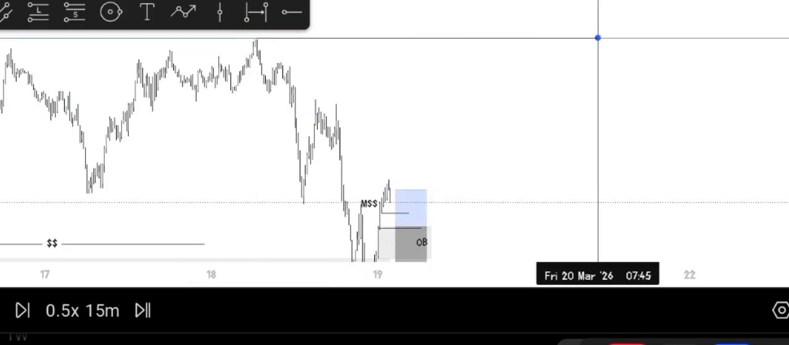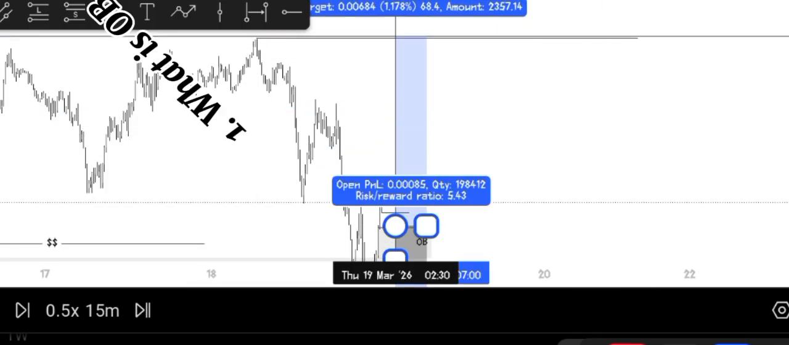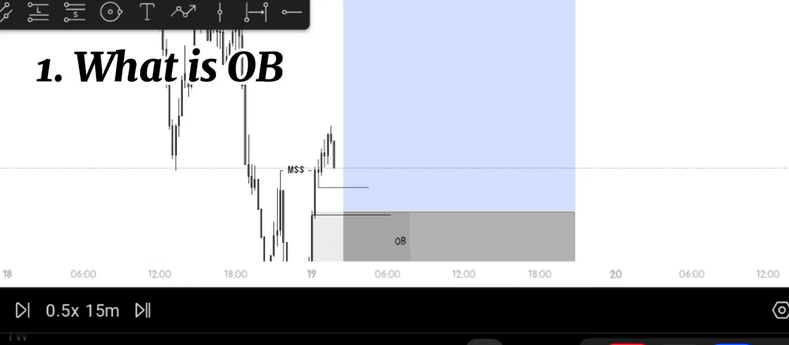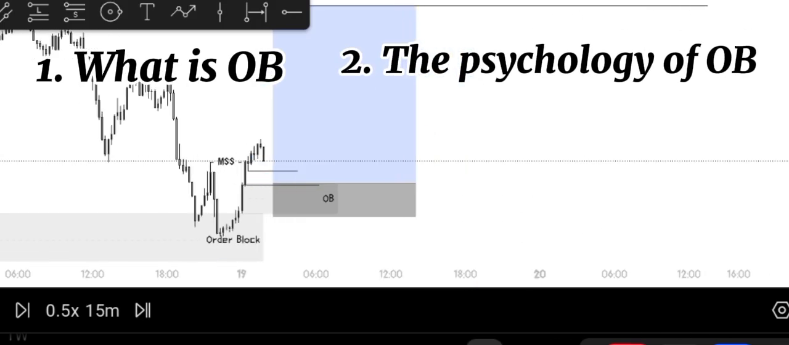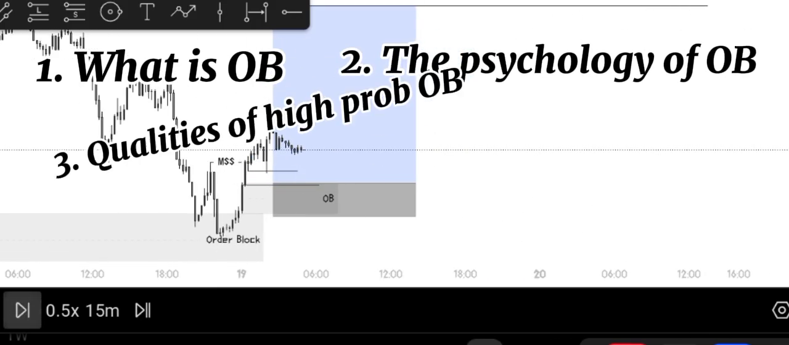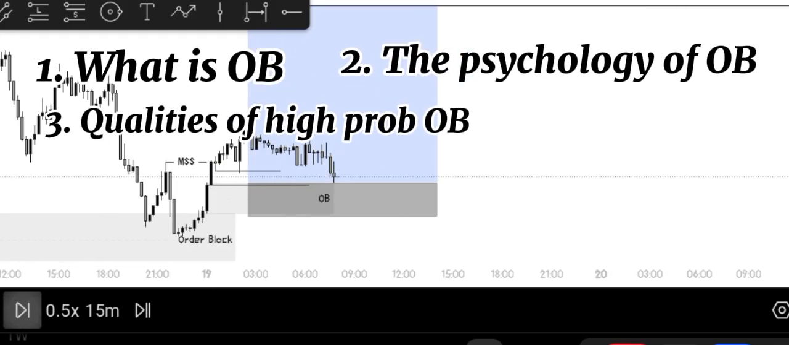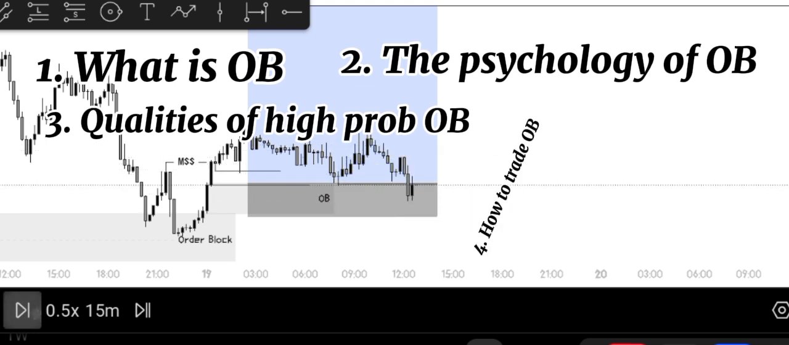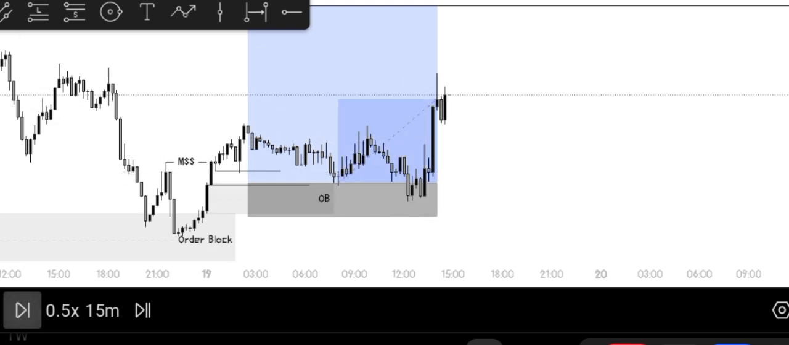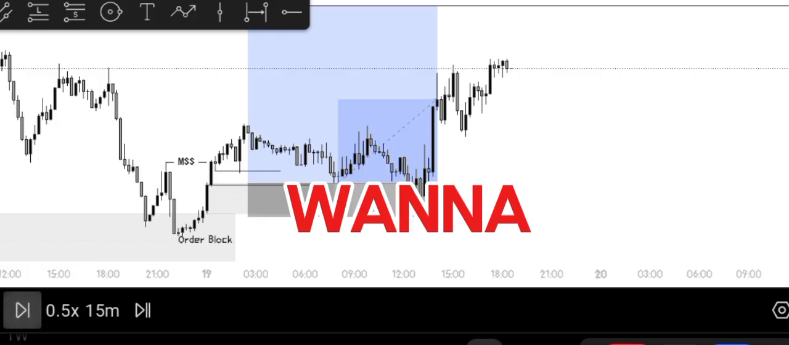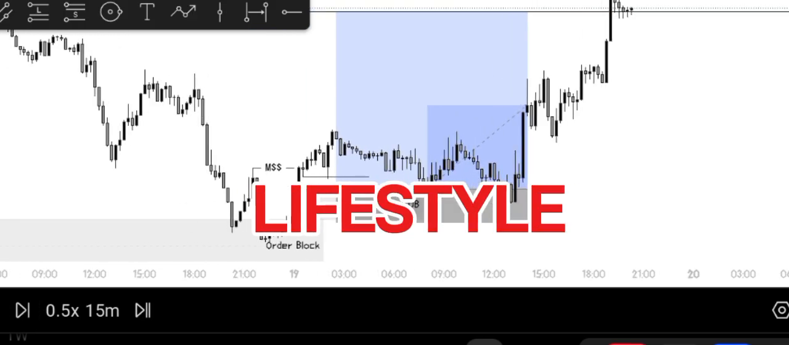Here are the 4 basics of order blocks. I will teach you what a high probability order block is, the psychology behind a high probability order block, the qualities of a high probability order block, and finally how to trade order blocks. So watch this video to the end if you want to change your trading lifestyle.